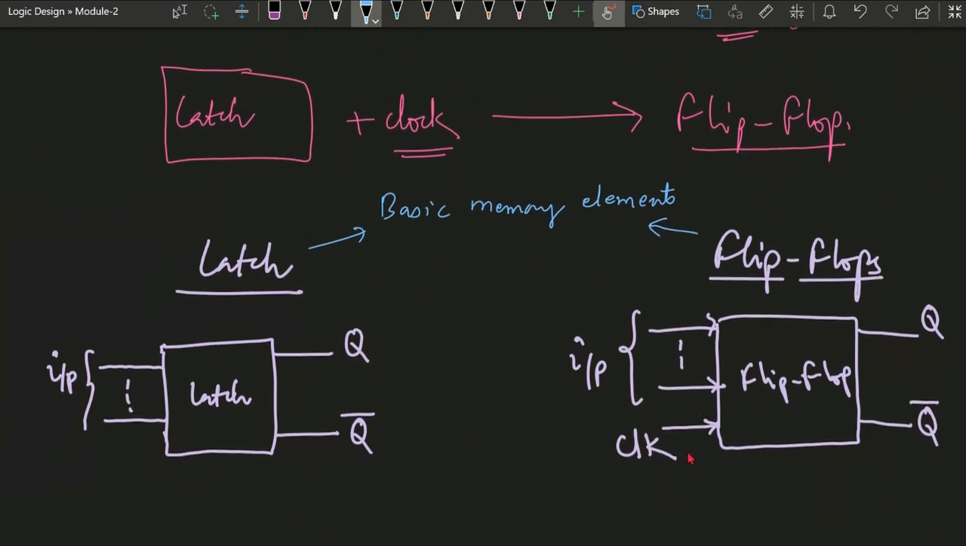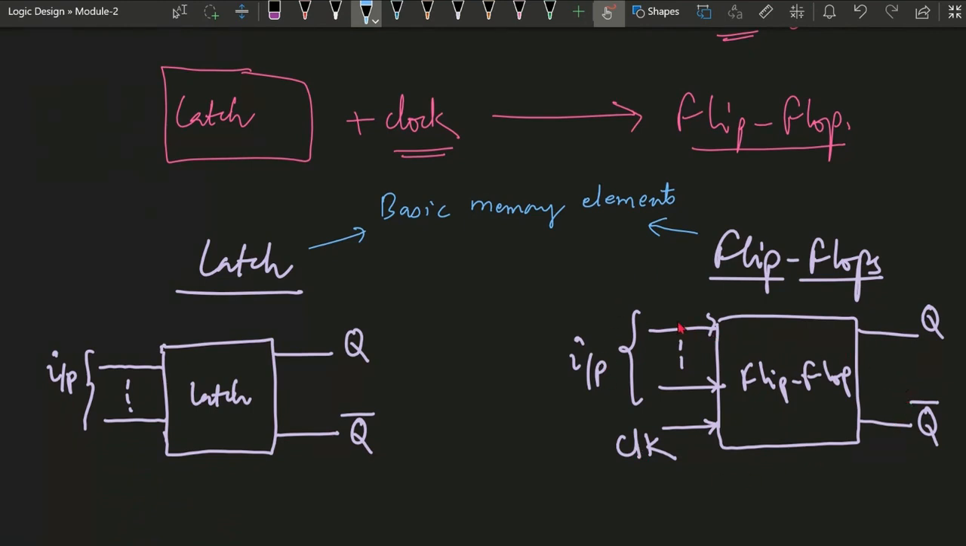So the clock tells this circuit: whenever there is a high clock, a low clock, or it is changing from low to high, only then will it be working. Otherwise, it is off, remaining in off mode.